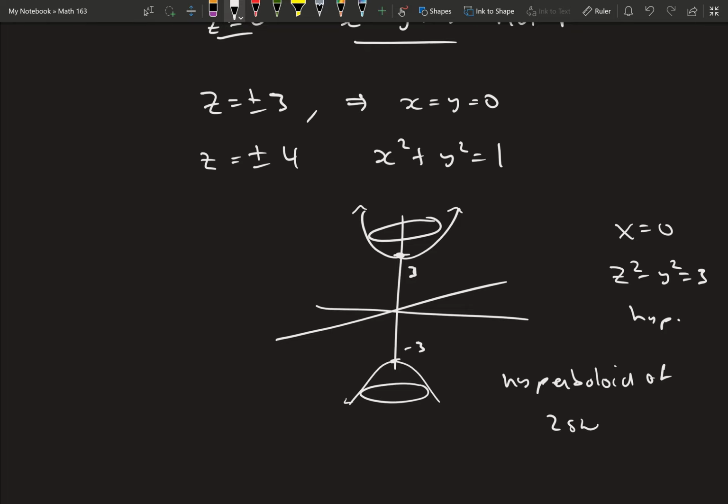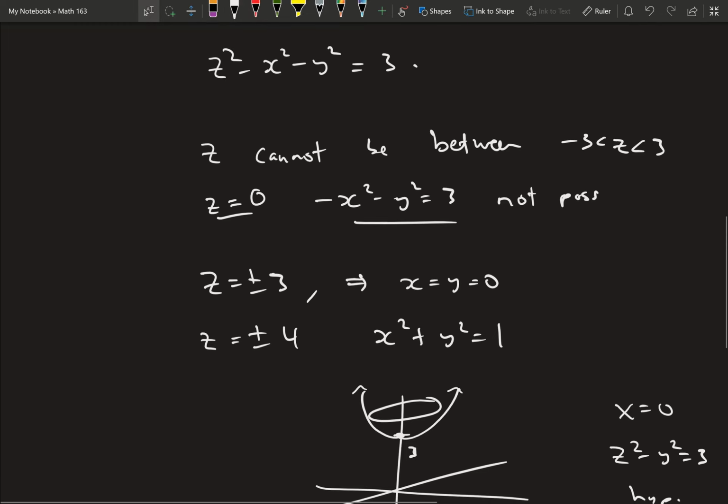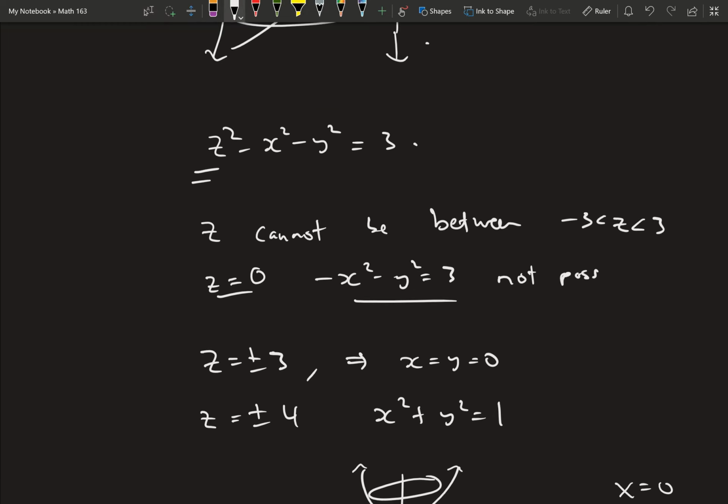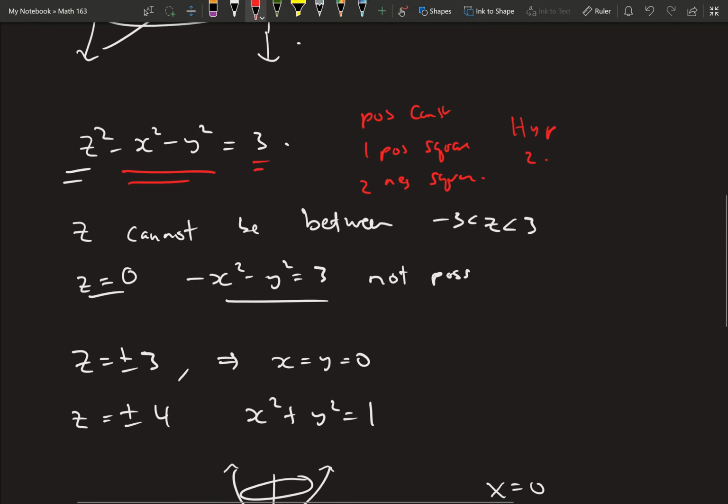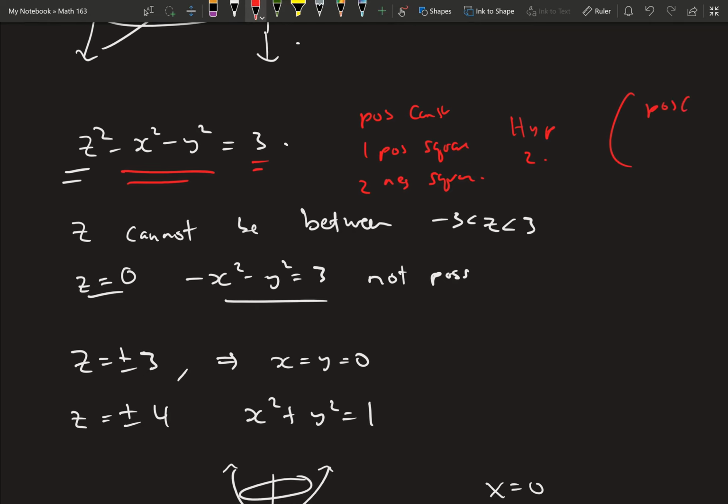And so you get the hyperboloid of 2 sheets. And how do you know that it's 2 sheets sort of off the bat? If you have 1 positive term here and 2 negative terms, and then a positive constant. So a positive constant, 1 positive square term, 2 negative square terms, that's indicative of the hyperboloid of 2 sheets. On the other hand, just FYI, if you had a positive constant, 2 positive square terms and 1 negative, then that would be your 1 sheet.